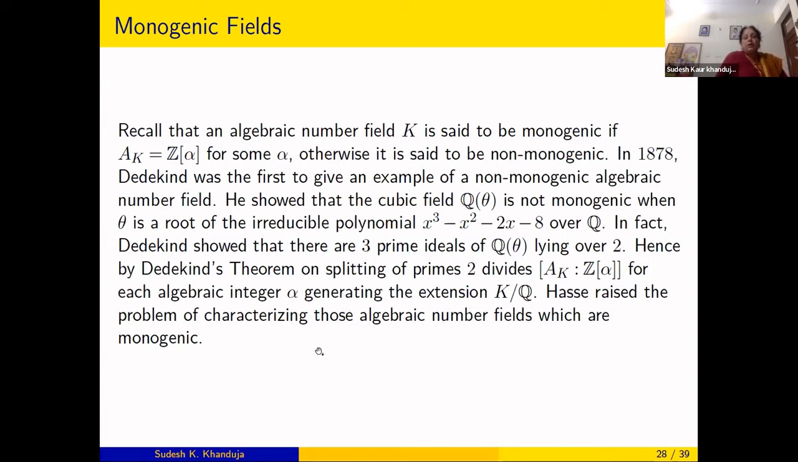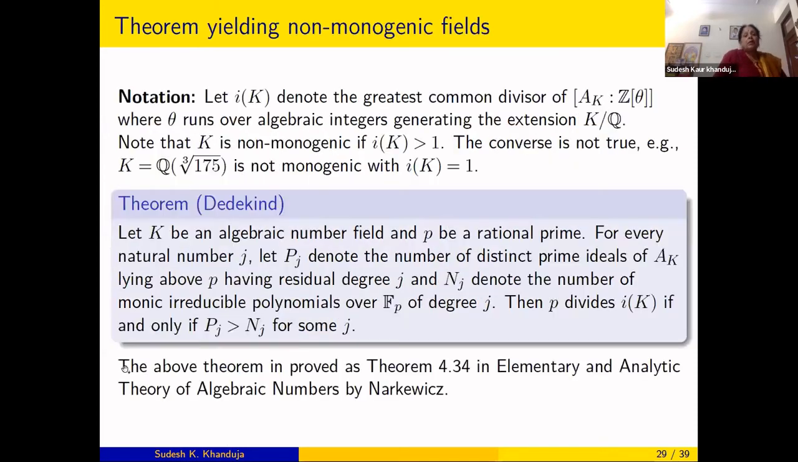Hasse raised the problem of characterizing those algebraic number fields which are monogenic. And a lot of work has been done in this direction. And notation: let I_K denote the greatest common divisor of the positive numbers [A_K : Z[theta]], where theta runs over algebraic integers generating the extension K over Q. Note that K is not automatically non-monogenic if I_K is greater than 1. The converse is not true.